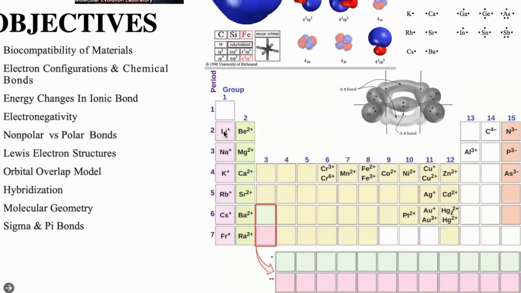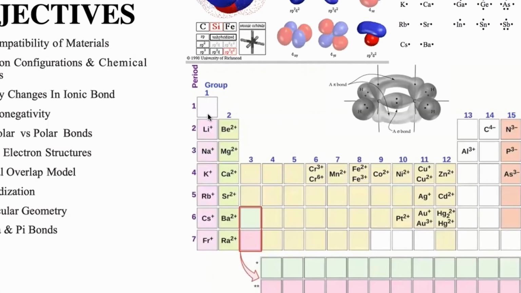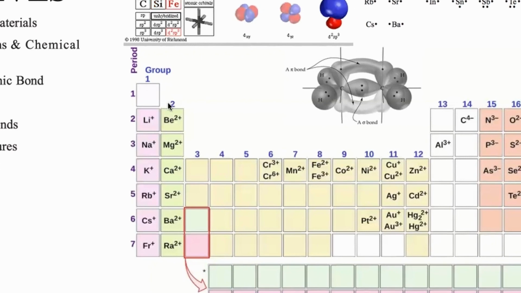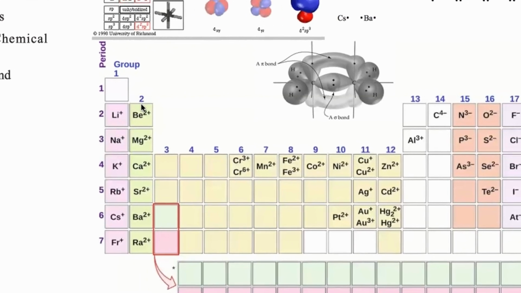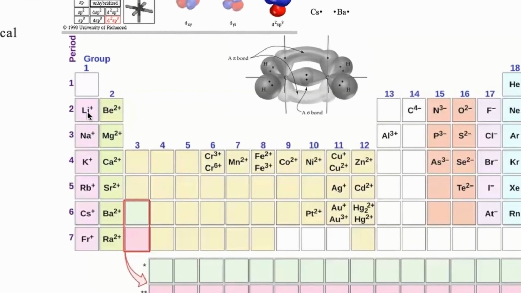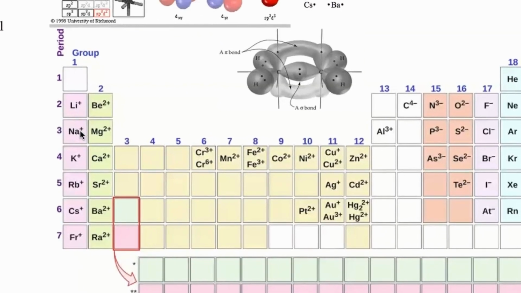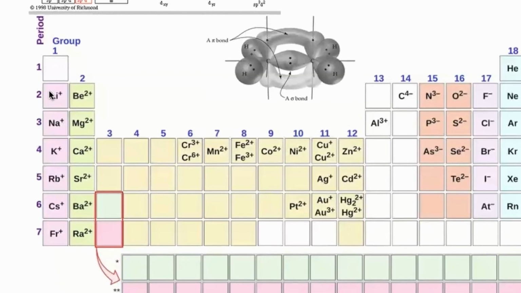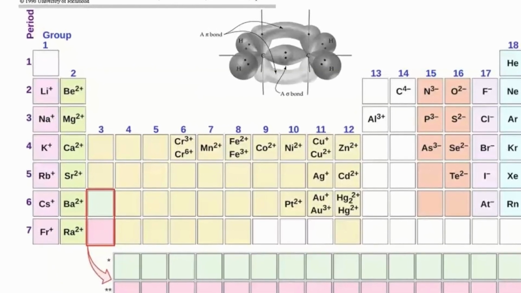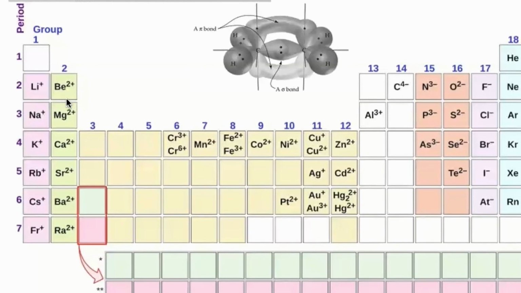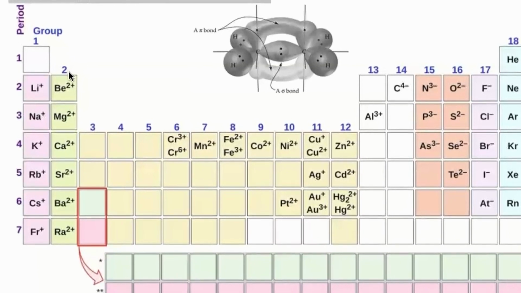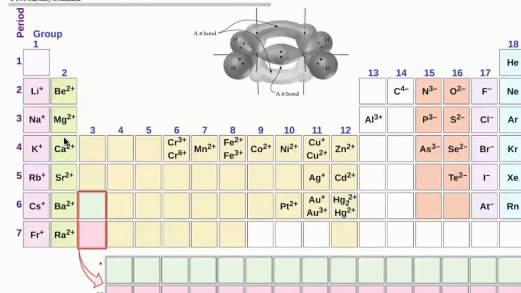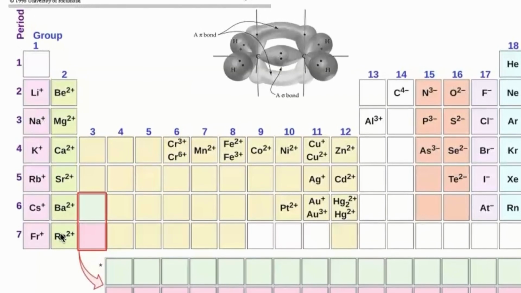We have the positively charged alkali metals, which are our group 1 elements. We also have the positively charged alkaline earth metals, which include our group 2 elements. Group 1 metals include lithium, sodium, potassium, rubidium, cesium, francium. These metals form a 1+ charge. Our group 2 metals, or alkaline earth metals, form a 2+ charge, which includes beryllium, magnesium, calcium, strontium, barium, radium.